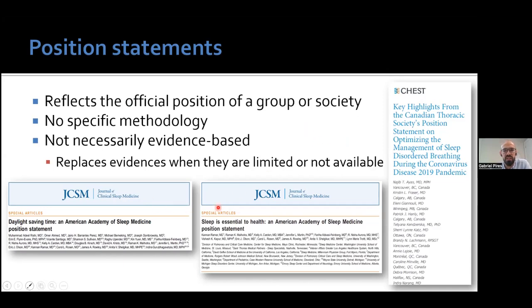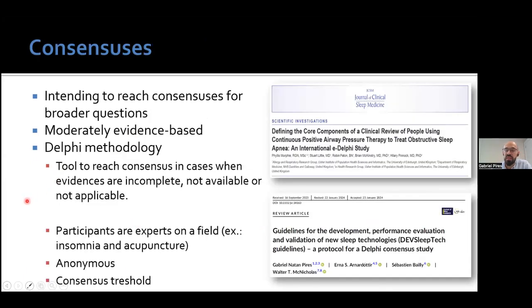We have two examples here from the American society, and one from the Canadian Thoracic Society, saying, hey, daylight saving time is not a very good thing from the perspective of sleep medicine. There is not necessarily evidence to be reviewed here, or there is no evidence, or the evidence is so evident that I can be very authoritative, saying, hey, this is not acceptable anymore. The intention here is to reach more than researchers: the general public, lawmakers, the media, and so on.